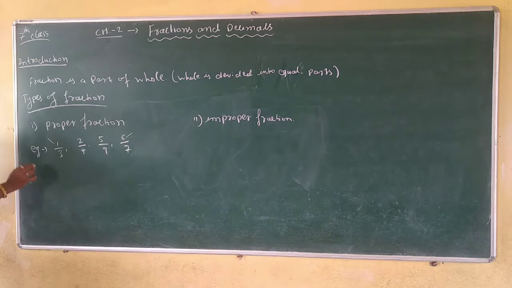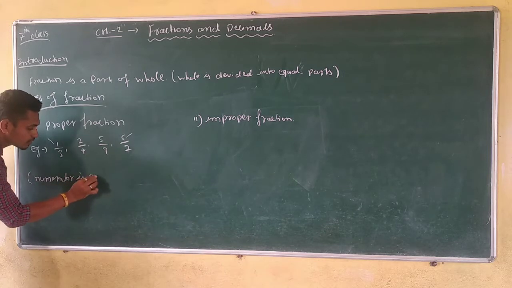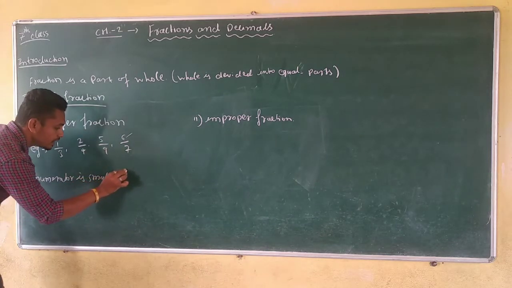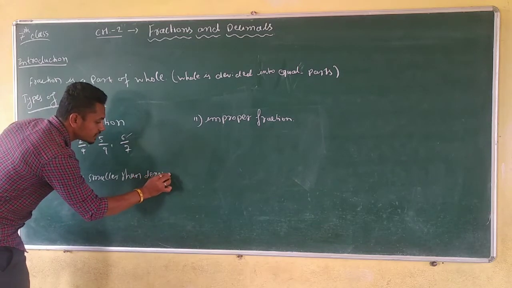Here also numerator 6 is smaller than denominator 7. So we can say that here the numerator is smaller than the denominator.